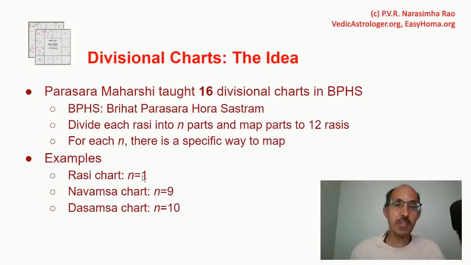If you take N as 1, that is the standard chart, Rasi chart that everybody uses. If you take N to be 9, that is the Navamsha chart. If you take N to be 10, that is the Dashamsha chart. So in general, the names are derived based on the value of N. And even though these charts were defined and described by Parashara Maharshi, many astrologers don't use them. And even the few who actually use them, they pay lip service to them. They don't really rely on them. They give a lot of importance to the Rasi chart, which we know doesn't have enough degrees of freedom to capture the destiny.